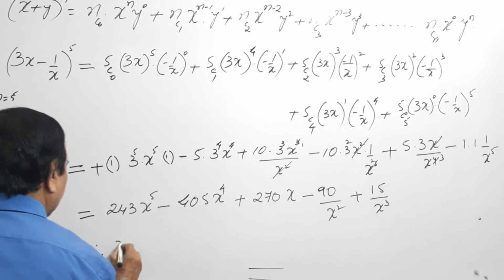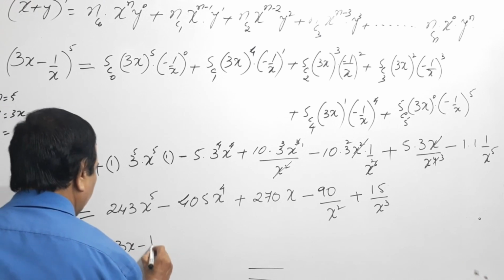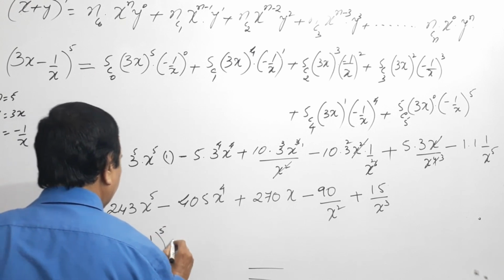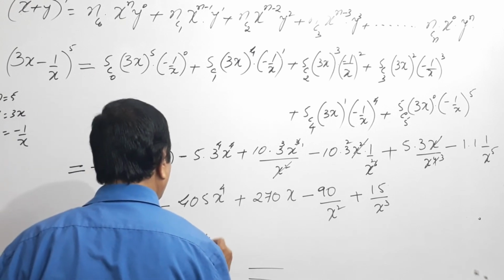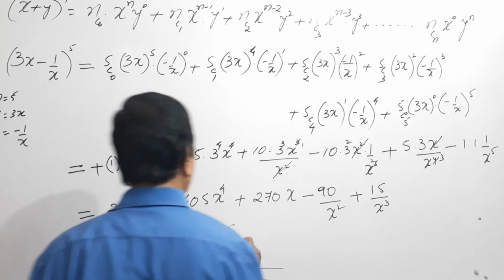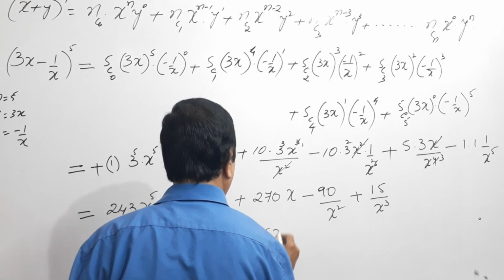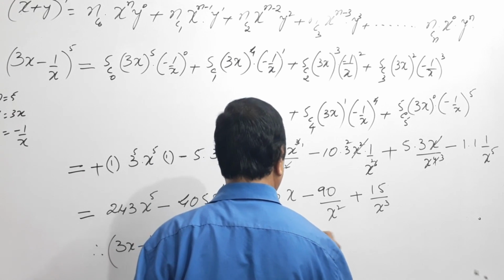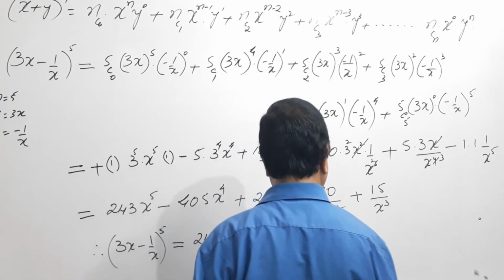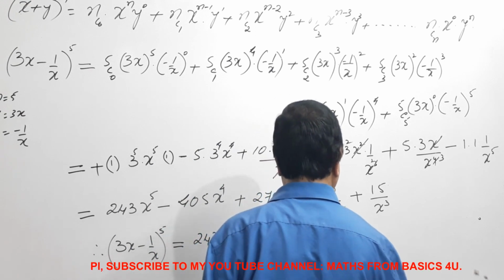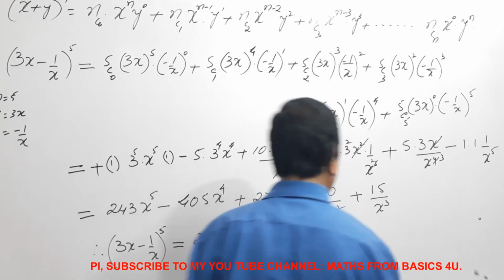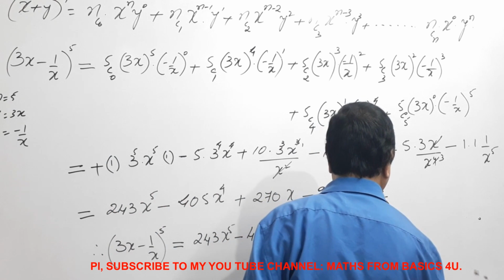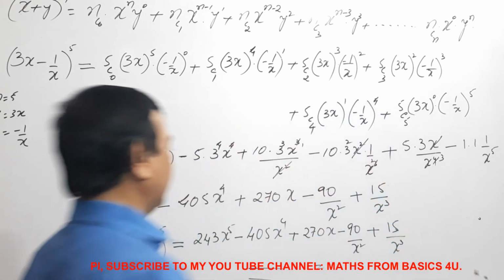Therefore (3x minus 1 by x) whole to the power of 5 equals 243 x to the power of 5 minus 405 x to the power of 4 plus 270 x minus 90 by x square plus 15 by x cube. This is the required answer.